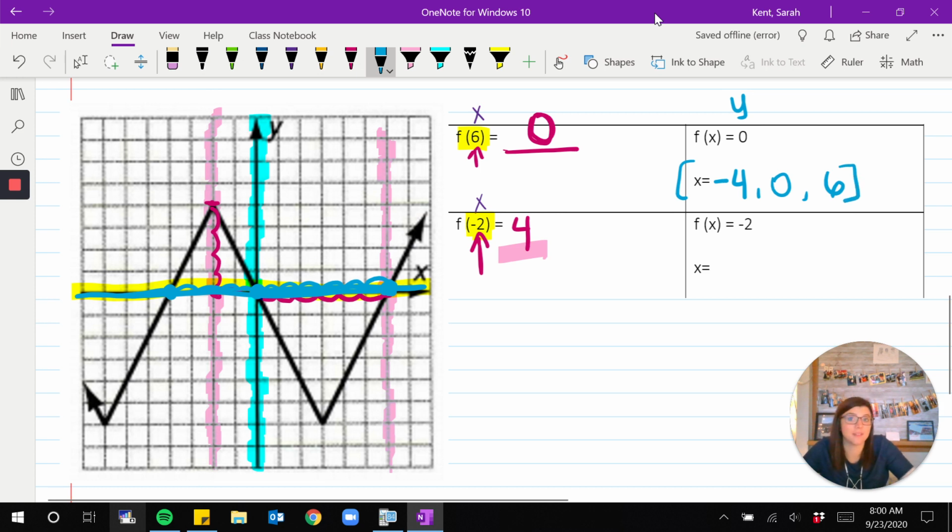And lastly, we've got another f of x equals, so this means y equals -2. So I'm going to look up and down. I want to go 1, 2, and then I want to look across. I can see, oh, here's a hit. Oh, here's a hit. Oh, here's another hit. So it hits 3 times. So we're going to have 3 more answers.